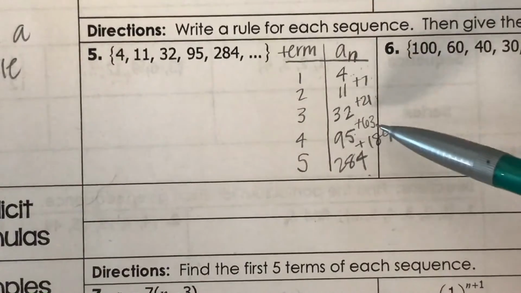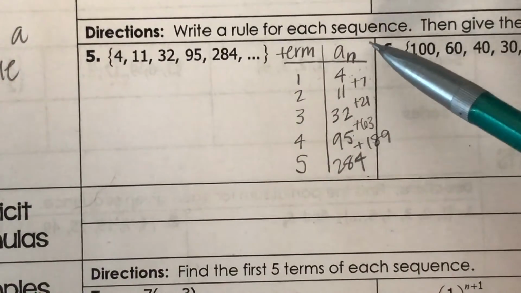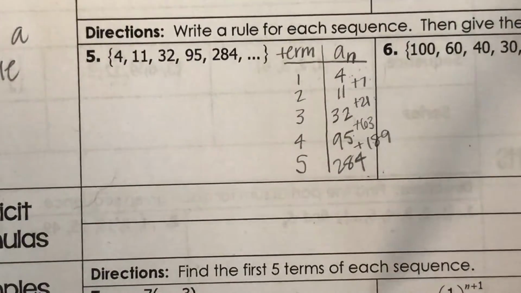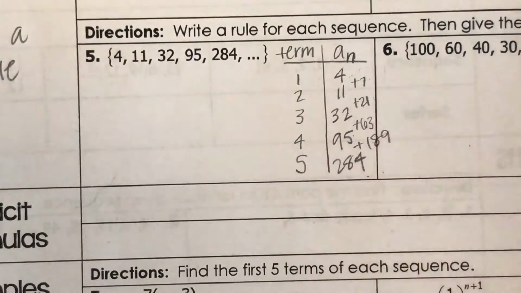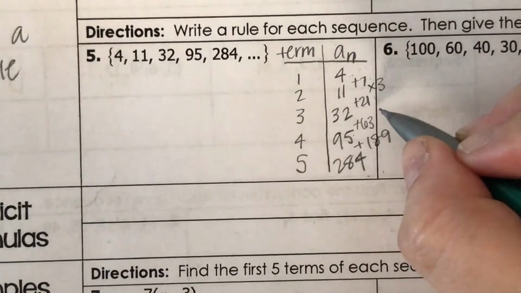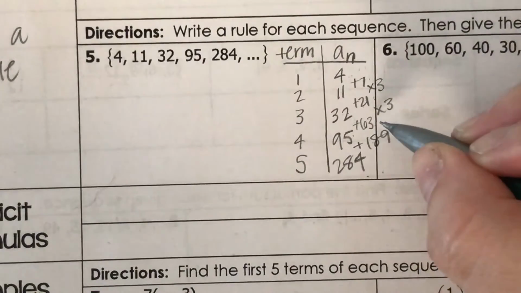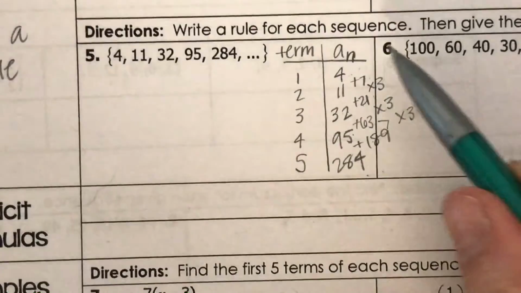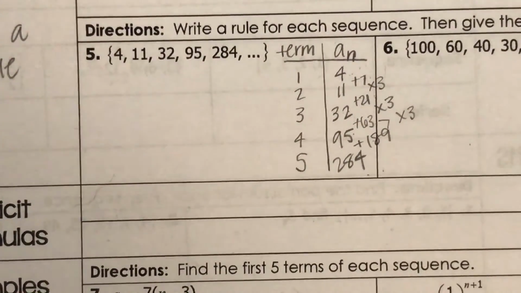So maybe you notice something interesting about these differences. 7, 21, 63, 189. These are not going to have common differences between them, but there is a common ratio in between them. 21 divided by 7 is 3, so that's times 3. 21 times 3 is 63. And then maybe you know this or maybe you don't, 63 times 3 is 189. Okay? So each of these is being multiplied by 3. That's going to help us figure out the term.